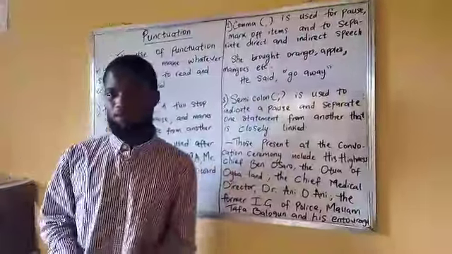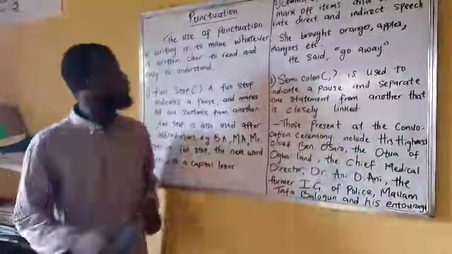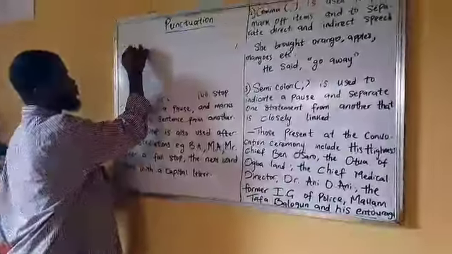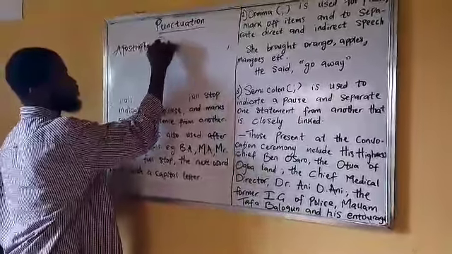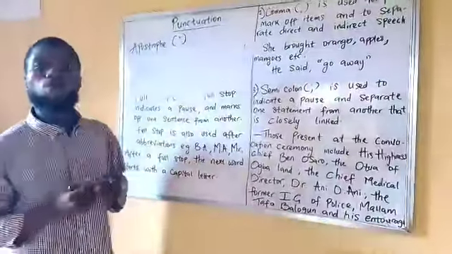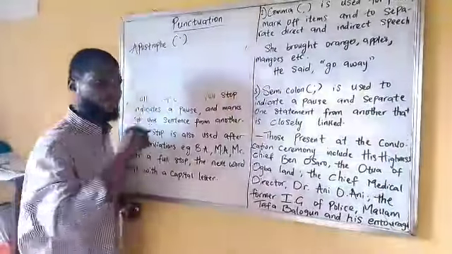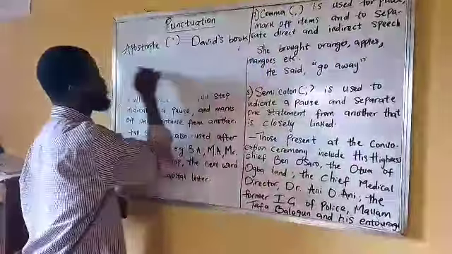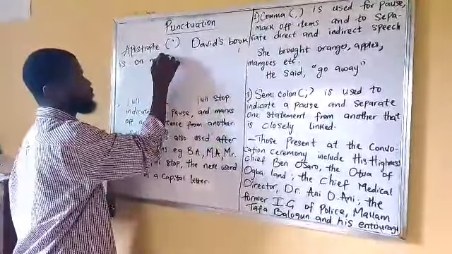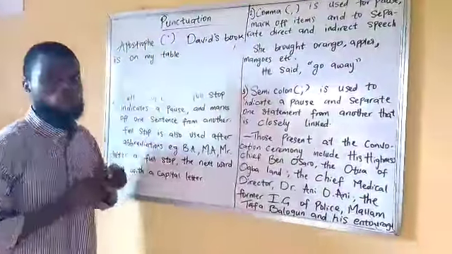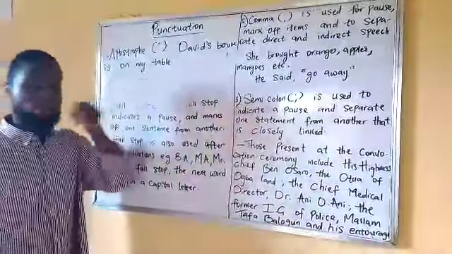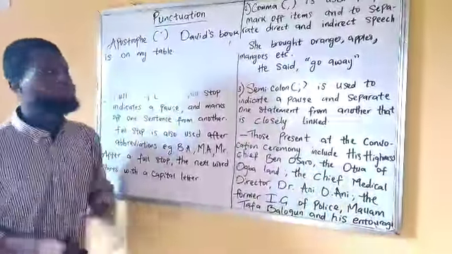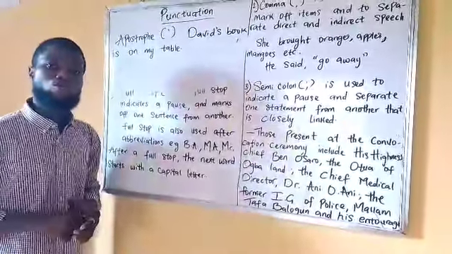Now, also we have the apostrophe. Now, an apostrophe is like this. Let me give you what an apostrophe is. Now, this is used to show possession. This is used to show possession. For example, let's take this. David's book is on my table. David's book is on my table. Now this is telling us that this book belongs to David. So an apostrophe, we can use it to show possession.